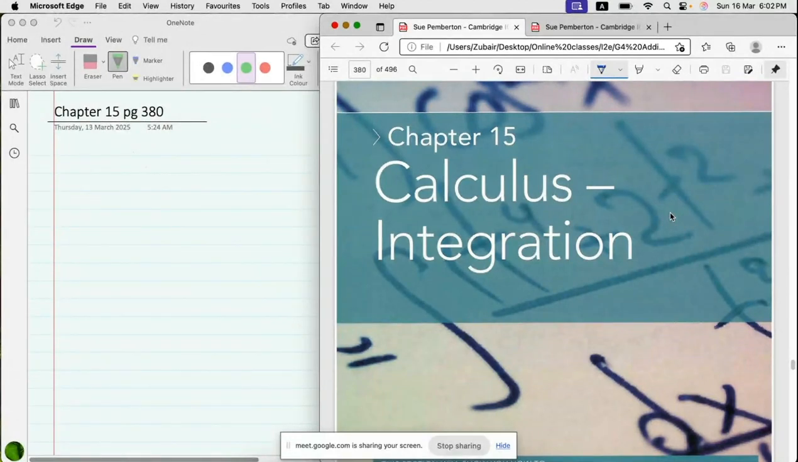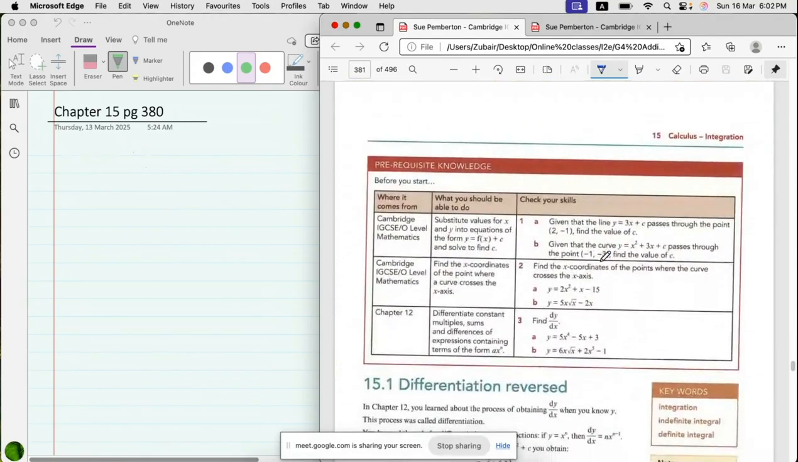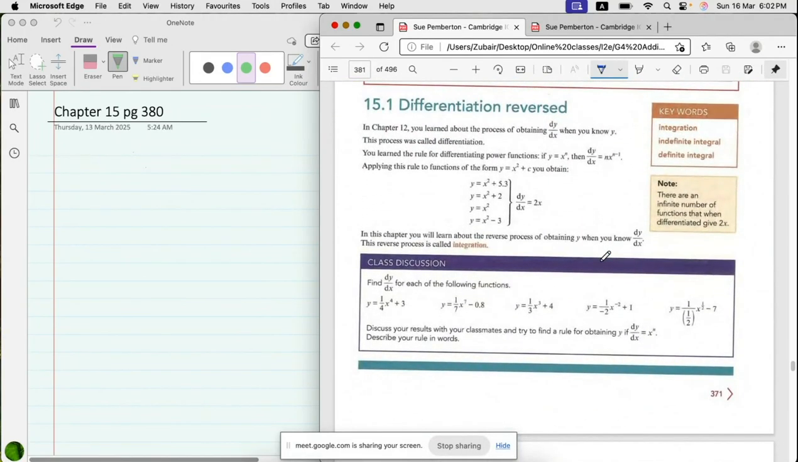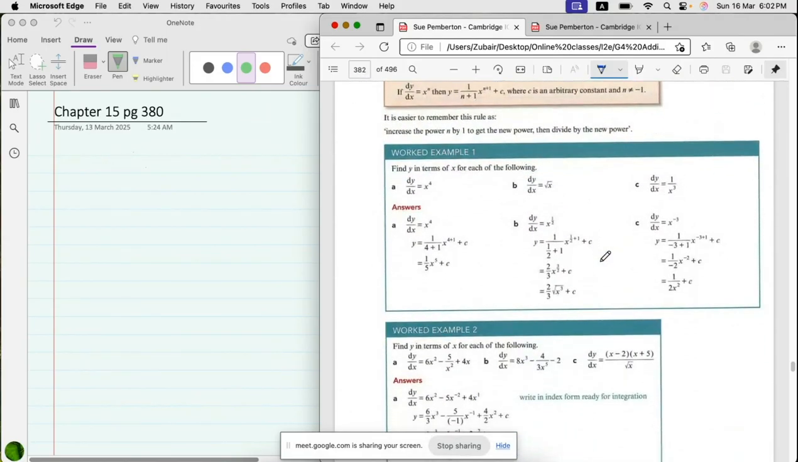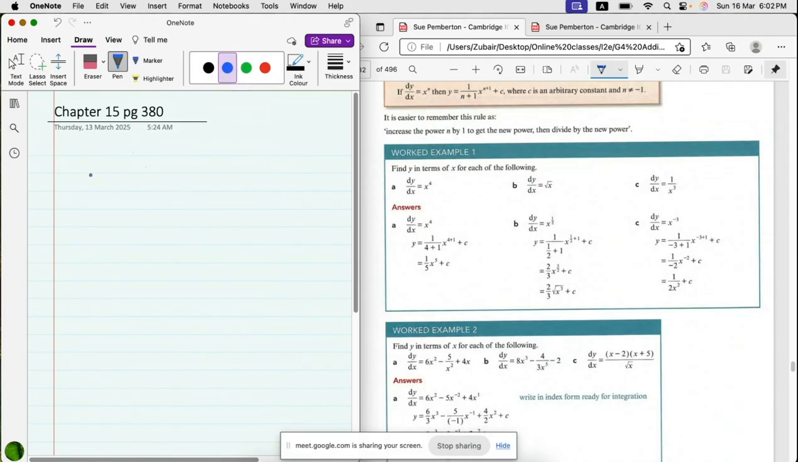And basically, integration is the reverse process of differentiation. Okay, differentiation reverse. I'll just show you basic examples and then we'll start with integration. So what we used to do in differentiation was, for example, we had a function 3x raised to power 4. So we used to multiply the power, it becomes 12, and reduce 1 from the power.